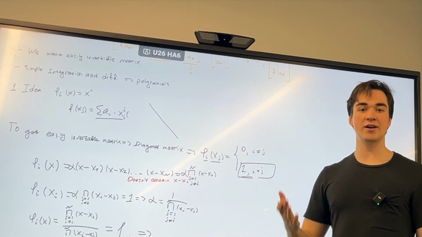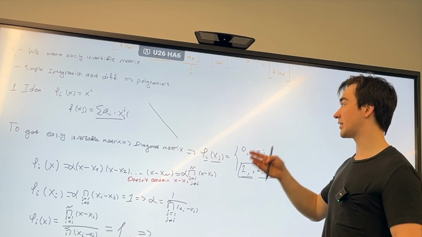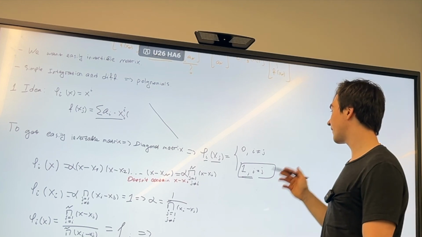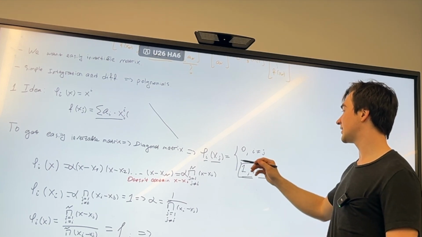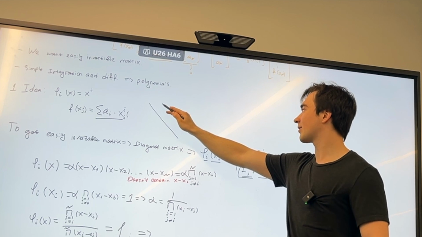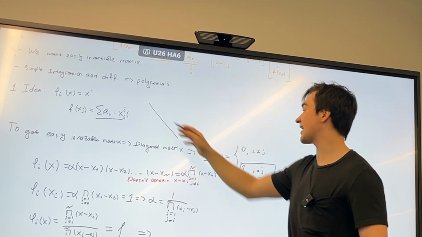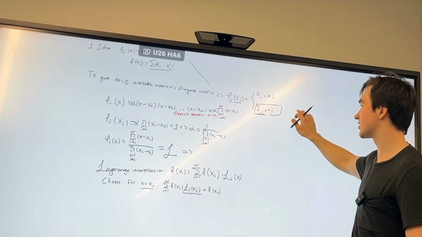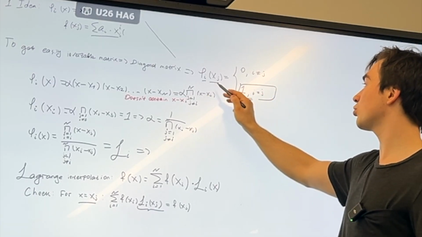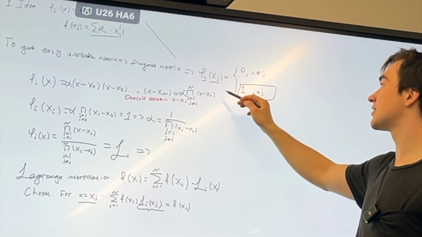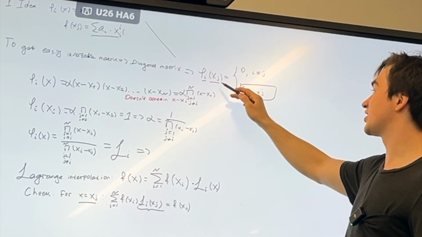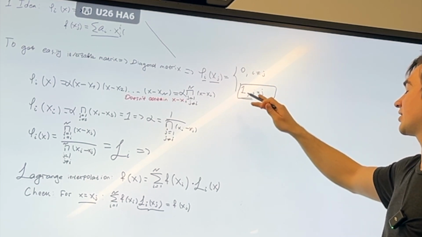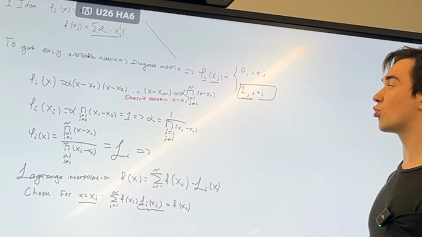Next, our idea was to use polynomials, but fix them a little bit. By fixing, I mean that we want our matrix to be diagonal. And how do we get a diagonal matrix? We first set the problem. We are looking for the function phi i such that at point xj it is equal to 0 if i is not equal to j, and if i is equal to j it is equal to 1.